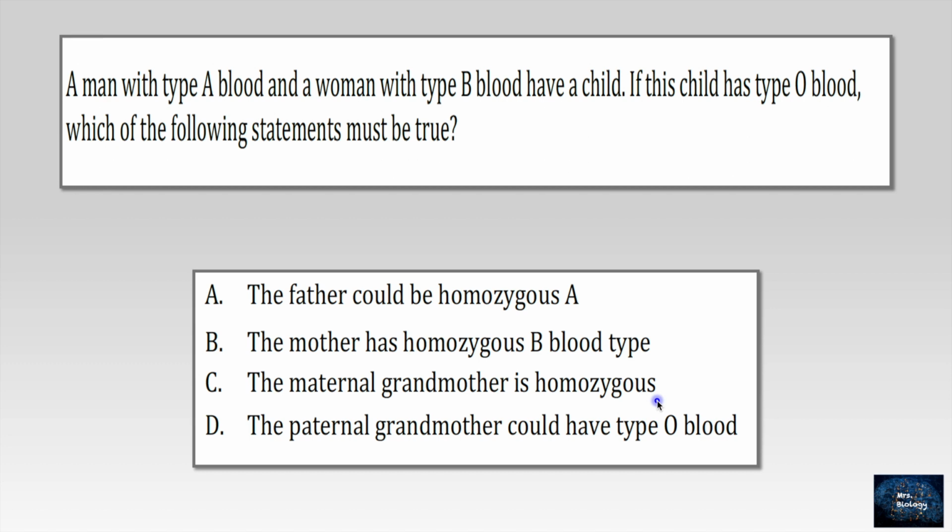Let's move to choice D. The paternal grandmother could have type O blood. I will go with this choice. Yes, maybe C is right, maybe, but D is 100% right. So in this case, we are looking for the best answer. The right answer then is D.